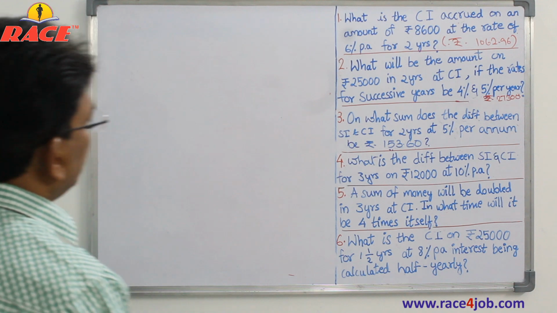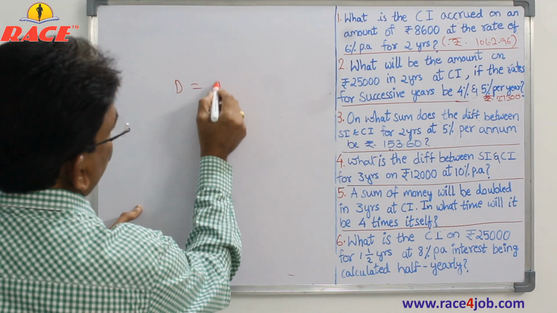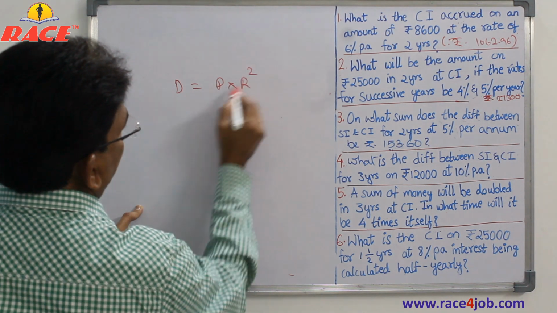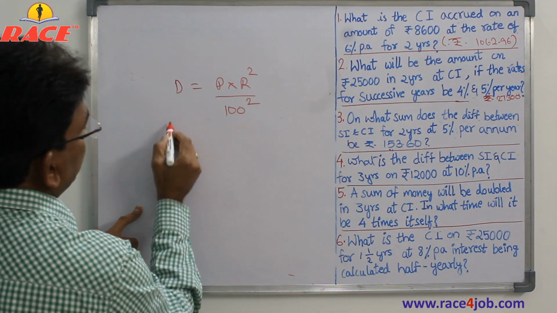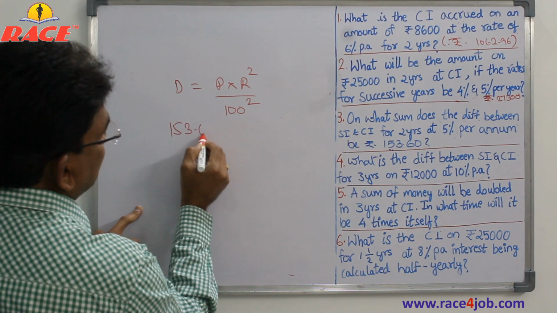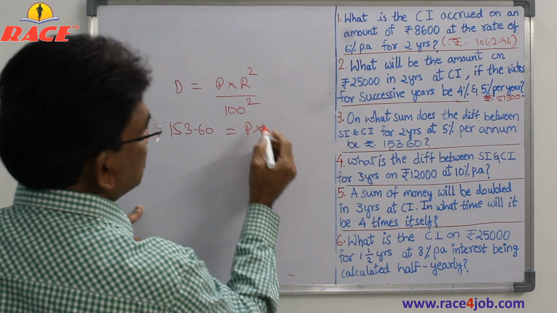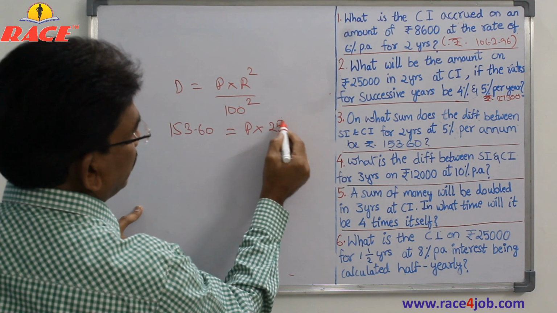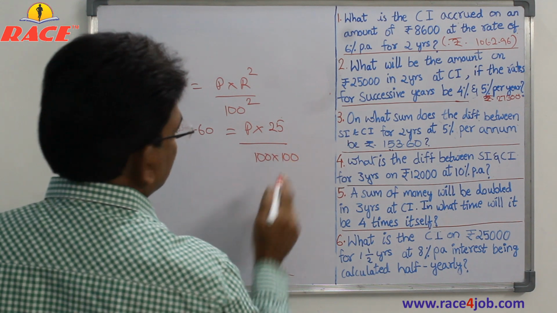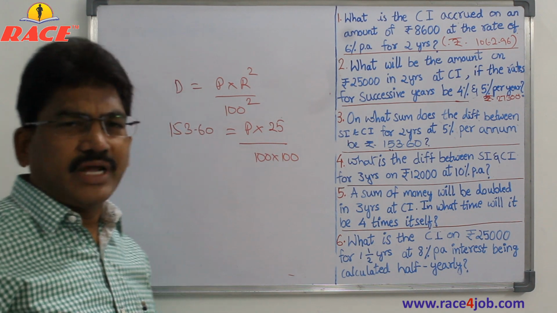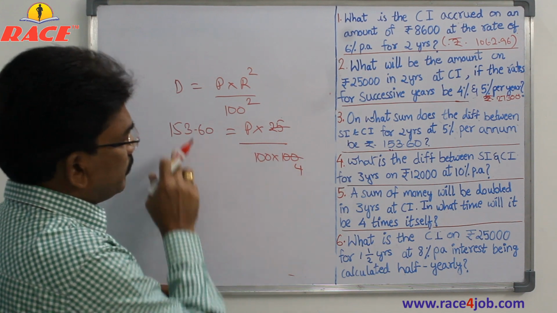Okay, what is the formula? The formula for the difference for 2 years is P into R square by 100 square. The difference is already given as 153.60. Principal we have to calculate, and the rate of interest is 5%. 5 square is 25 by 100 square, 100 into 100. See, without further simplification, you can get the answer. This is 4 times 400, you bring this side.